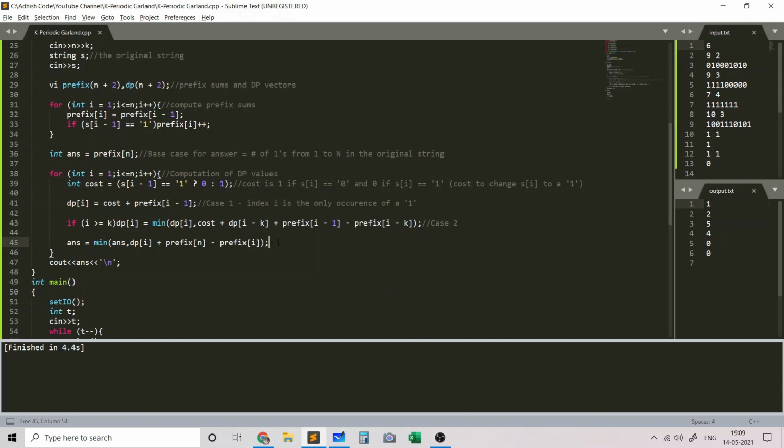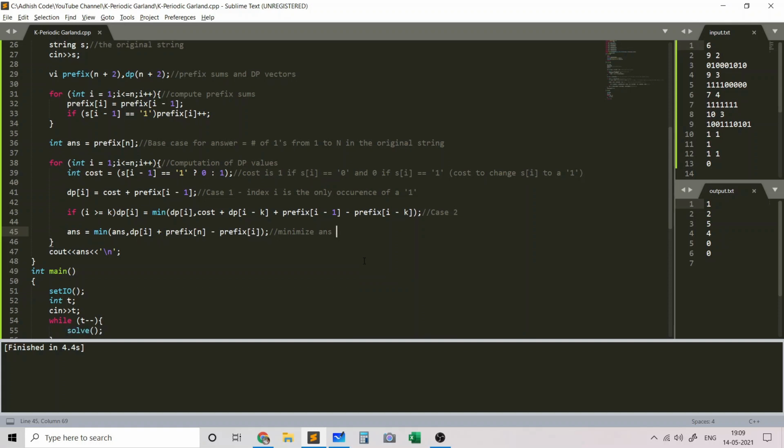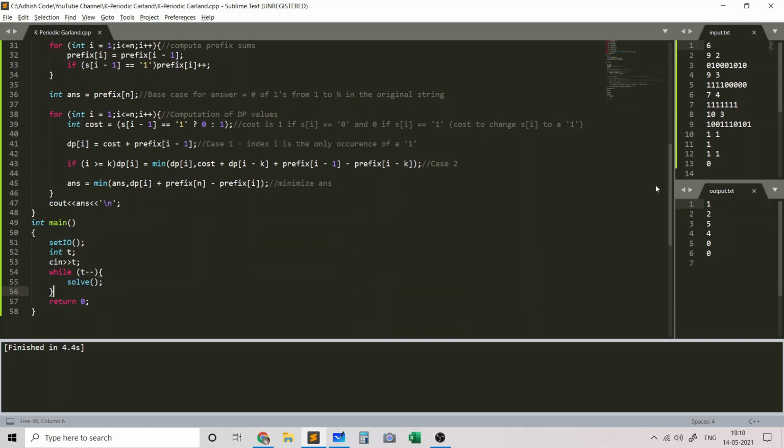And in the end, we would just minimize answer with this current value of dp of i, and that would be answer is the minimum of answer comma dp of i plus the cost to change everything from i plus 1 to n to a 0, because i is the last occurrence of a 1. And that's all that's there in our DP state and our whole solution.